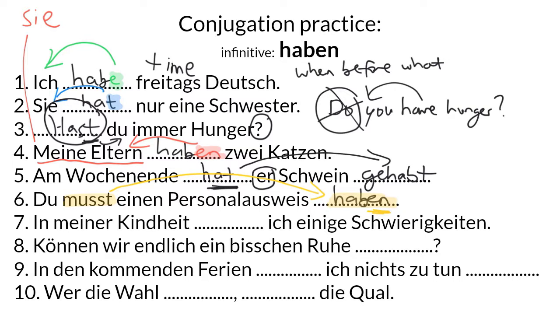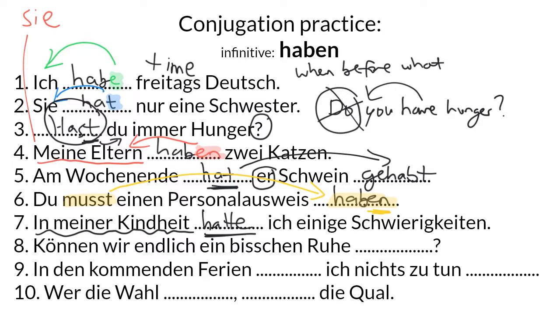Number 7, in meiner Kindheit hatte ich einige Schwierigkeiten. This time we have a simple past tense form of the verb. There was only one gap, and it was definitely the past tense because this person is reminiscing about their childhood. So it couldn't have been the perfect tense, which requires 2 verbs, 2 forms. It had to be this one.